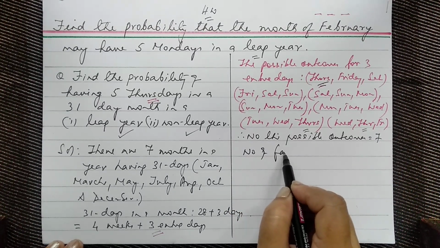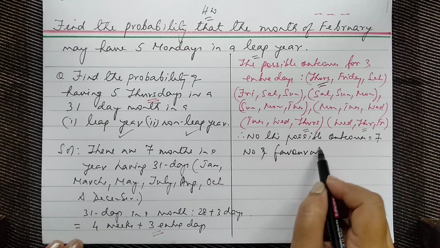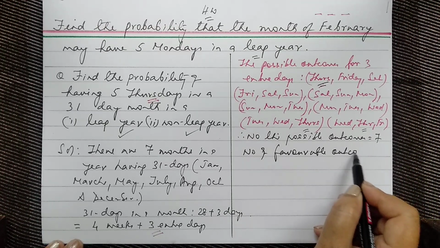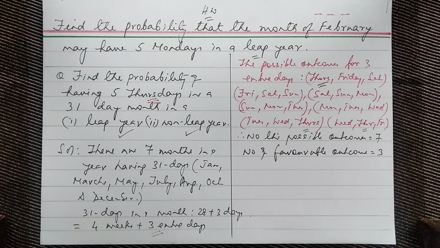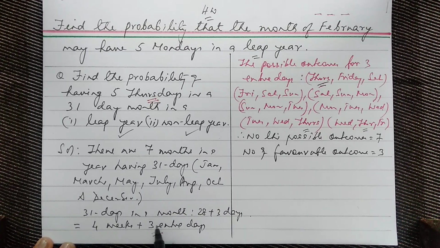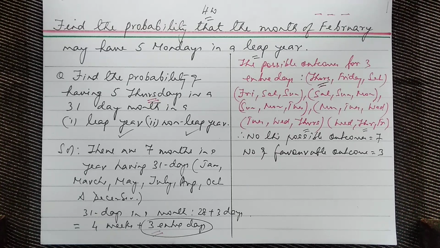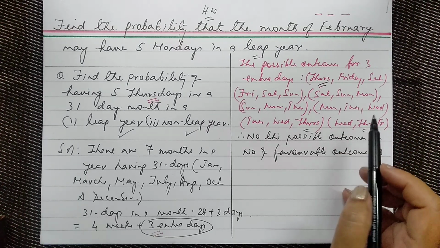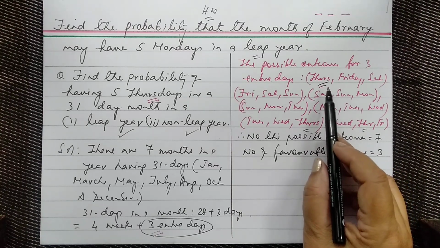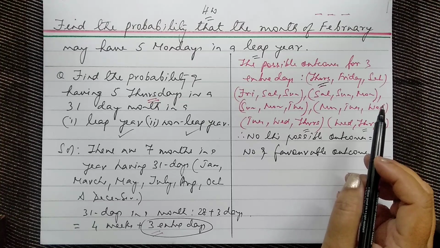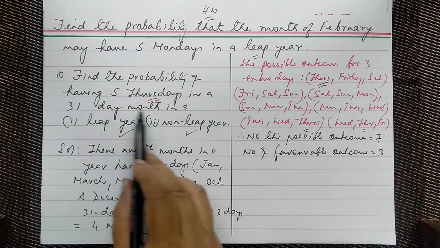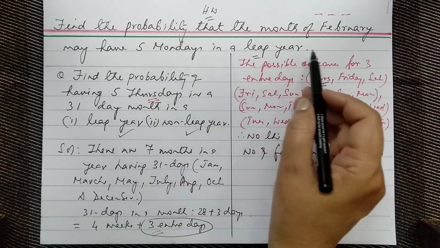The number of favorable outcomes is 3. We are majorly talking about these 3 extra days. So we are getting 3 combinations which provide us with a Thursday. So there is a chance that there could be 5 Thursdays. I'm getting misled by this question.